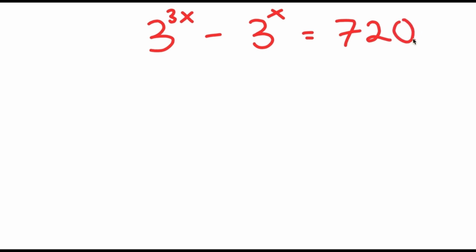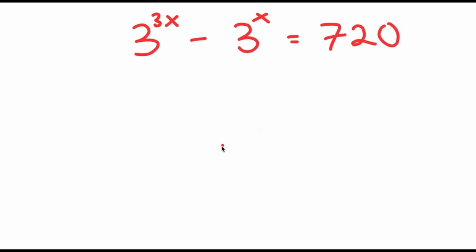Alright, so in this video, I'm going to solve the equation 3 to the power of 3x minus 3 to the power of x is equal to 720. At first glance, this problem might seem a little difficult because we're dealing with a variable that is an exponent. Normally, x is a term like this, but this time it's an exponent, so that makes it a lot more difficult to solve.